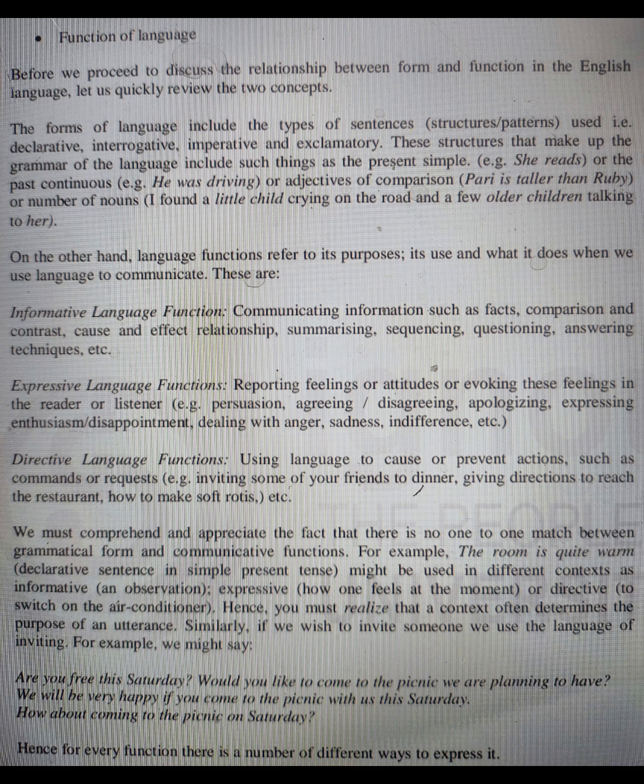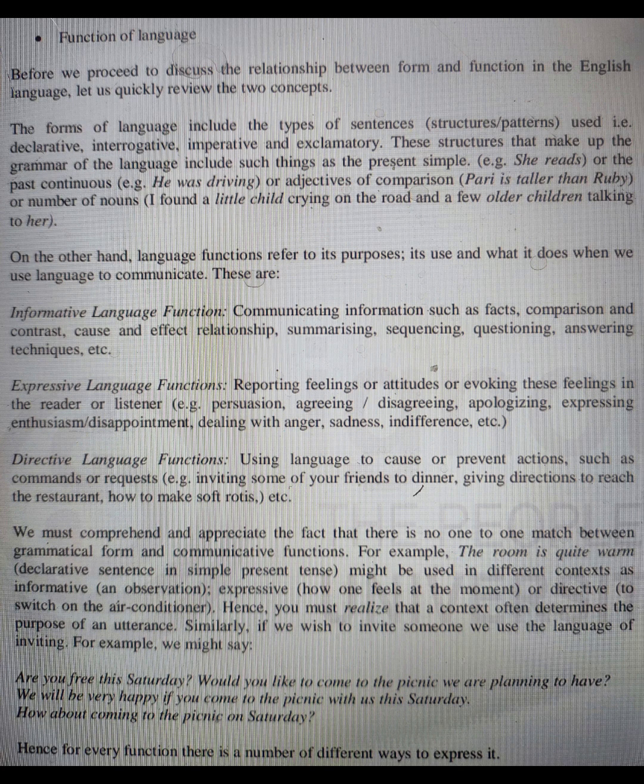Expressive language functions, reporting feelings or attitudes or evoking these feelings in the reader or listener, e.g. persuasion, agreeing, disagreeing, apologizing, expressing enthusiasm, disappointment, dealing with anger, sadness, indifference, etc.